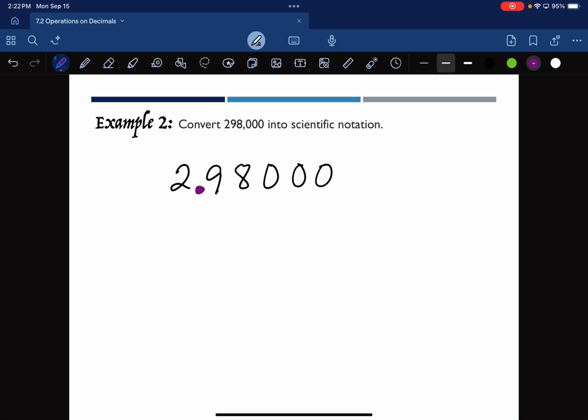Now, it's probably worth noting that that's not where the decimal point started. Where did the decimal point start? Because it's not in that number. So where is it?